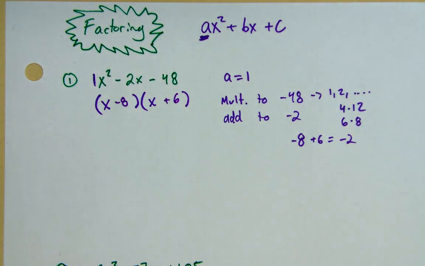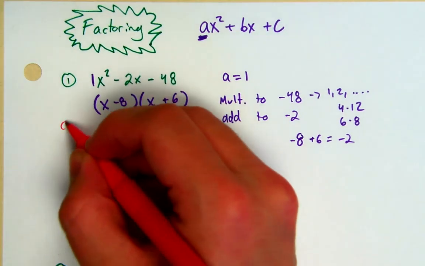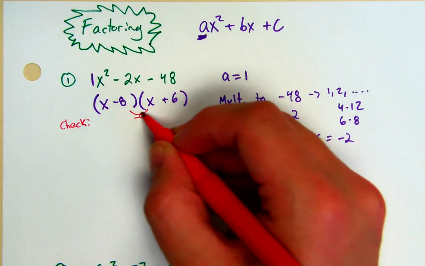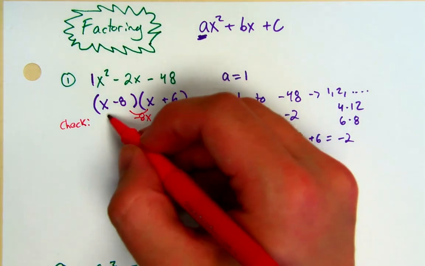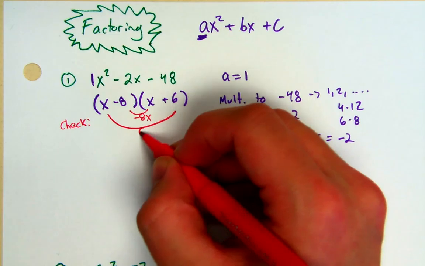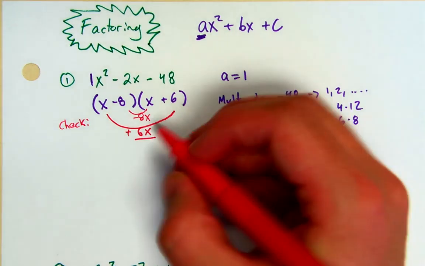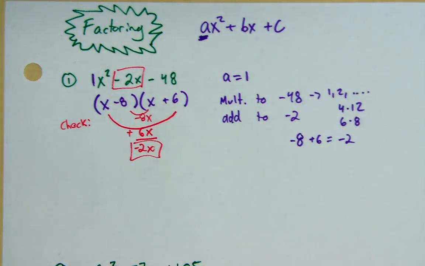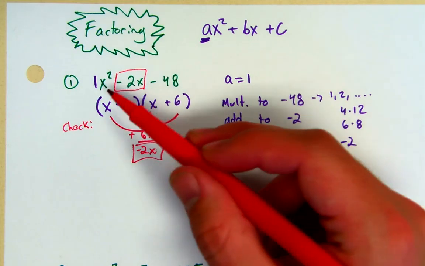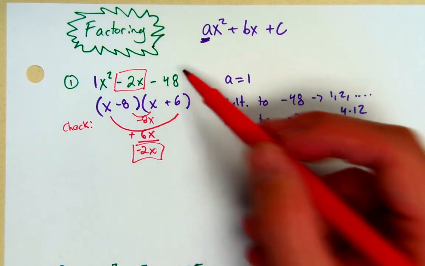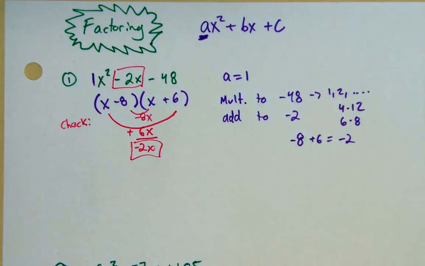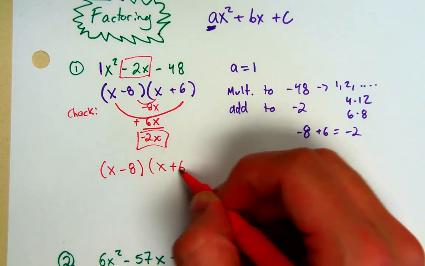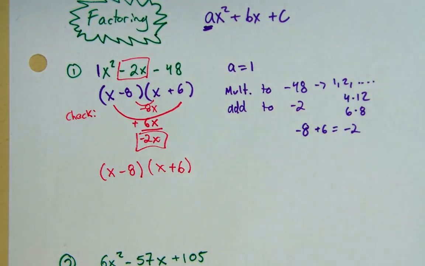And again, here's where you can go ahead and do a check step. So checking, you're going to multiply the insides. So negative 8 times x is negative 8x. And multiply the outsides. So 6 times x is 6x. Add those together, I get negative 2x. Well, that matches with the middle there. So I did that correct, because I know x times x gives me x squared, and I know negative 8 times 6 gives me negative 48. So again, now my factors of this problem are x minus 8 and x plus 6. So that would be that problem completely factored.